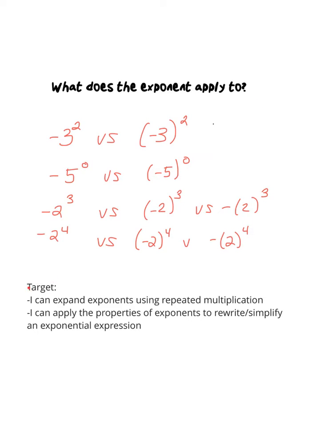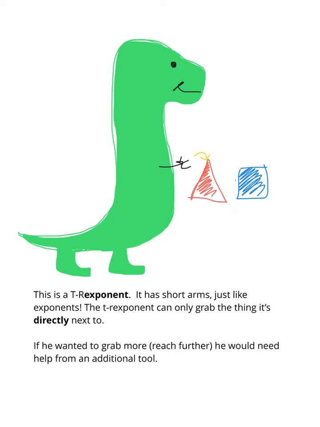Our targets that this helps us apply to in class would be expanding exponents using repeated multiplication, and this will help us apply properties of exponents to rewrite and simplify. So here's a funny little picture to help you remember. I think of exponents just like a T-Rex. So I made up this silly little animal called the T-Rexponent.